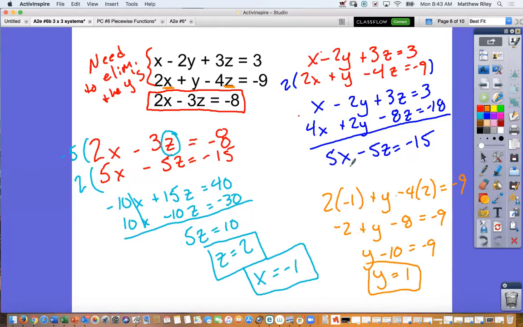Your last step is to write it as an ordered triple, x, y, z, alphabetical order, -1, +1, +2, and that's your answer. Any questions? All right. One of the biggest things with this is keeping your work straight and finding which variable you want to eliminate first. There's no wrong answer.